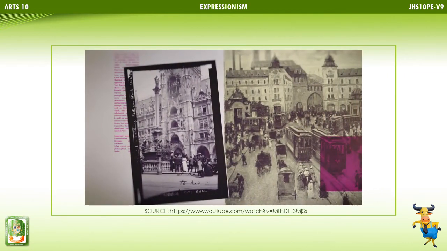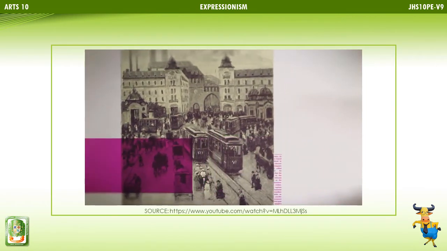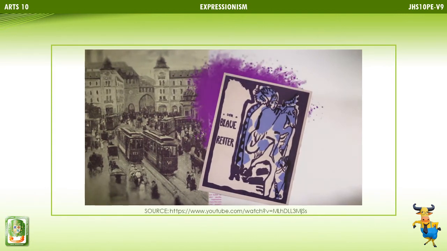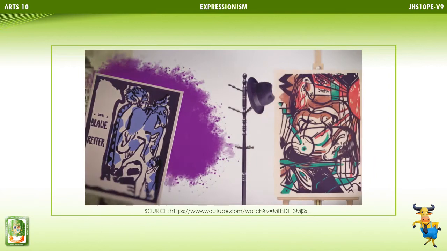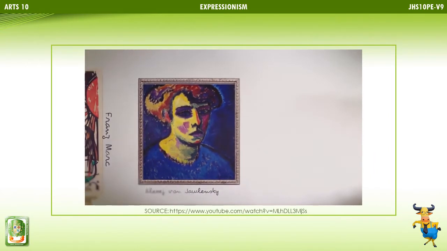Another expressionist group developed in Munich at the same time as the Bridge. This group, called Der Blaue Reiter, or the Blue Rider, took its name from a painting by Wassily Kandinsky. The art of the group emphasised the spiritual over the earthbound.